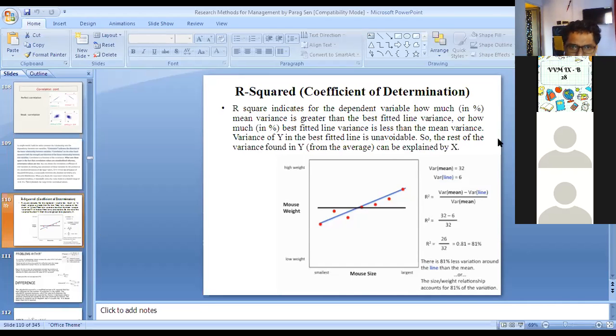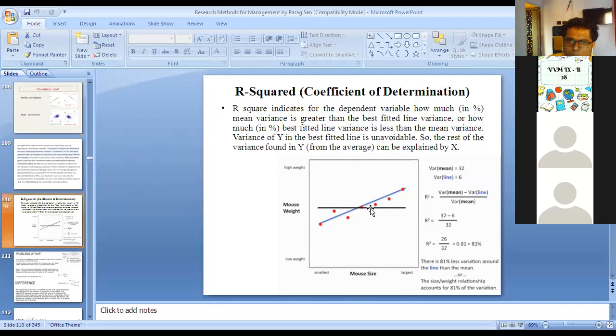Now you consider the mean value or the mean variance. What is mean variance? Suppose you have found out the y values. If you calculate the mean, and subsequently calculate the variance, that is actually known as the variance due to the mean. When you are calculating depending upon the mean, that is known as the mean variance.